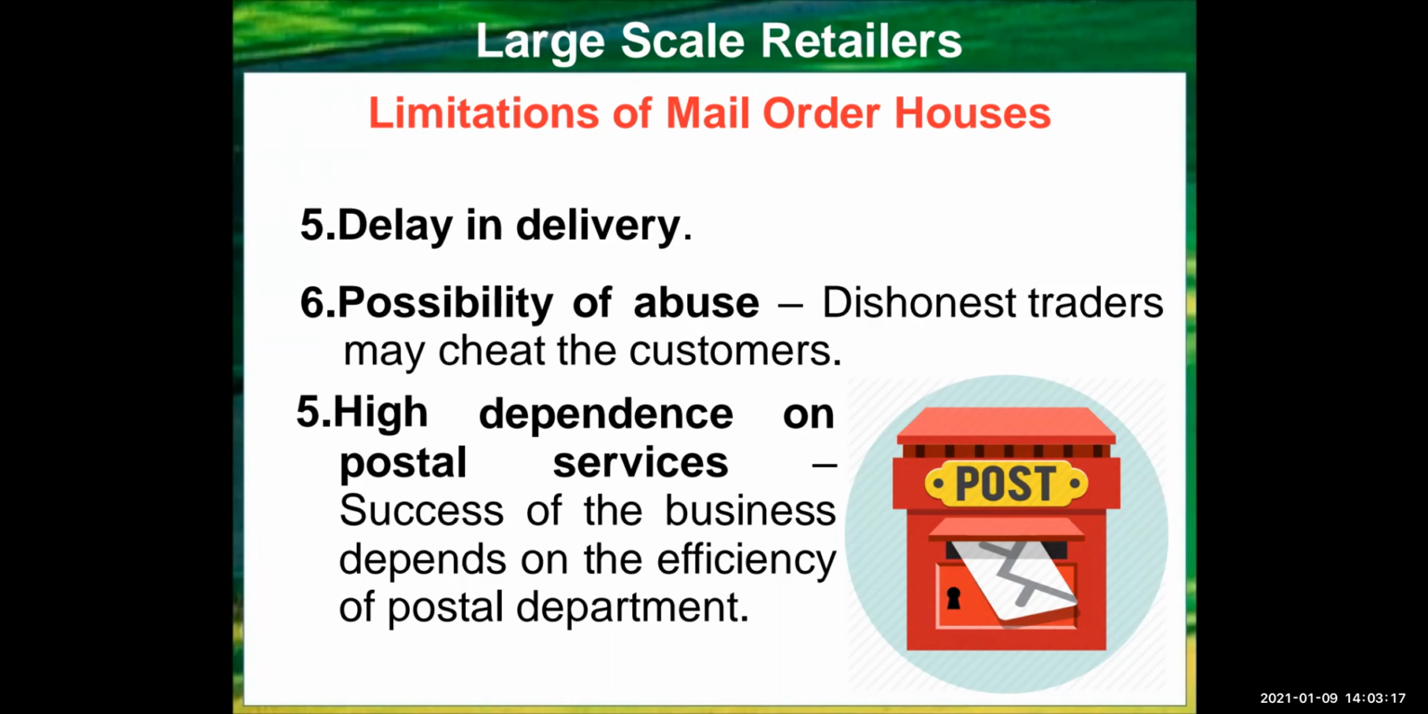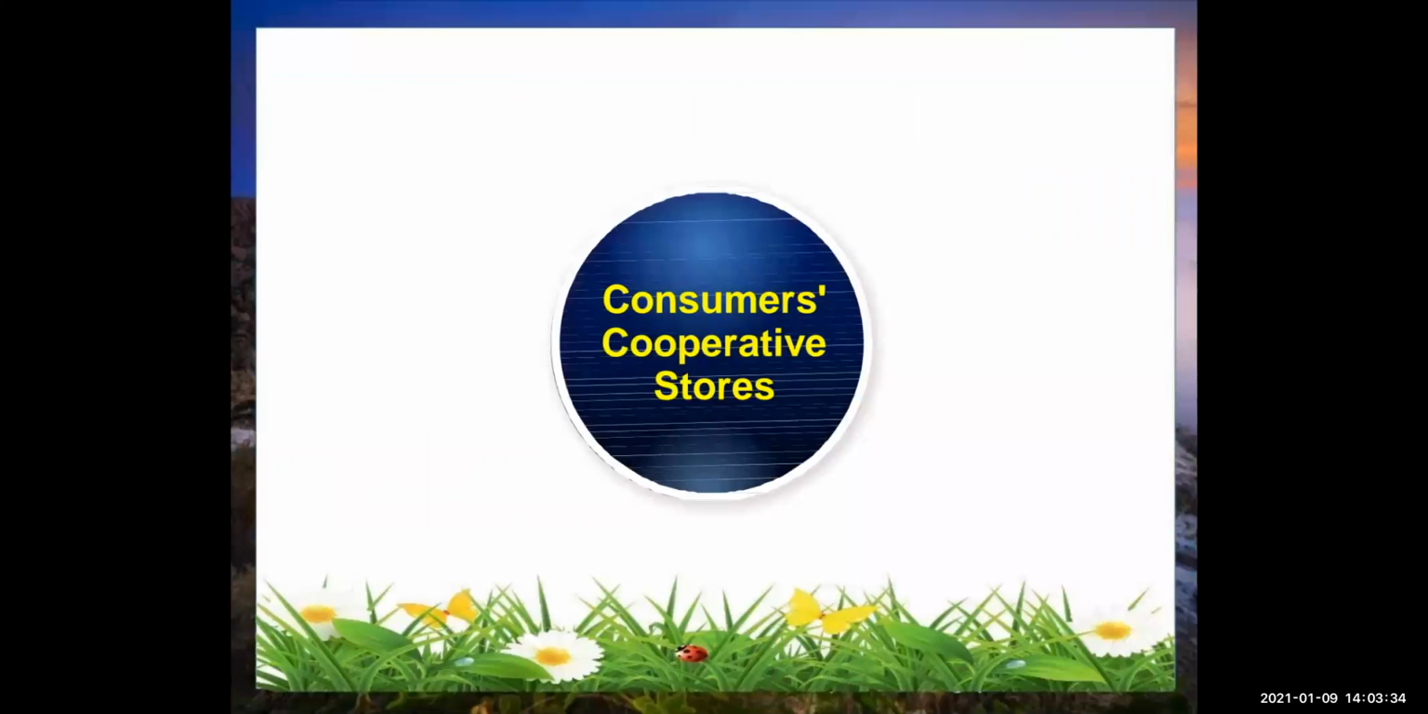Sixthly, possibility of abuse. Dishonest traders may cheat the customer and they may either send a duplicate product or they may not even send the products. So there is high dependence on postal services. Success of business depends on the efficiency of the postal department.